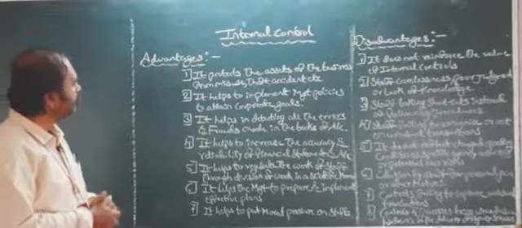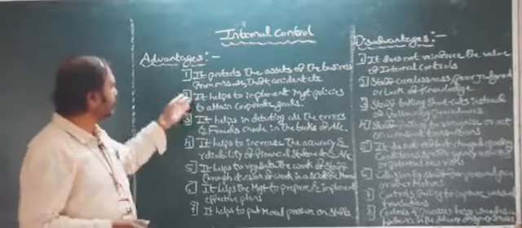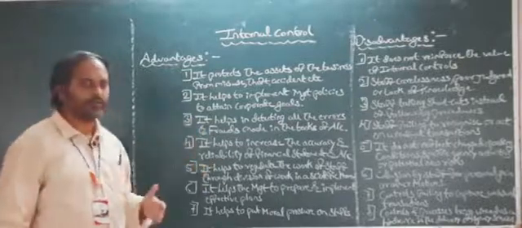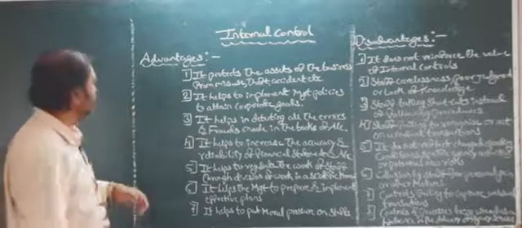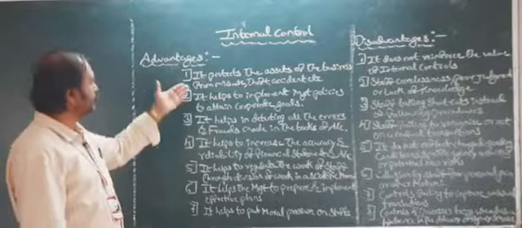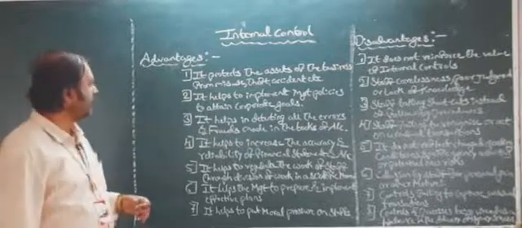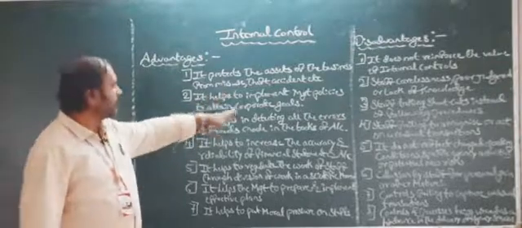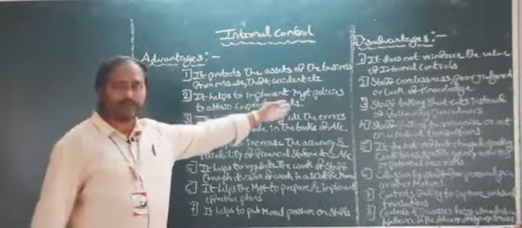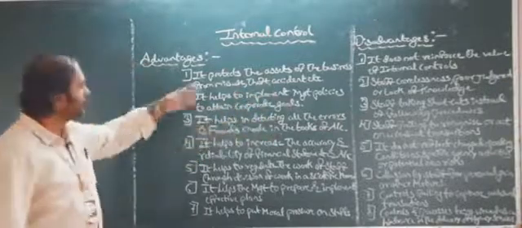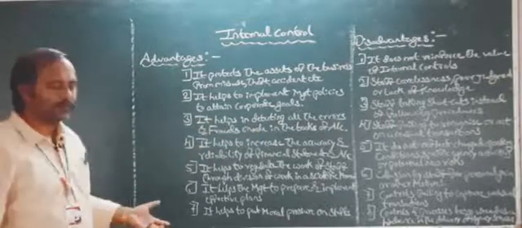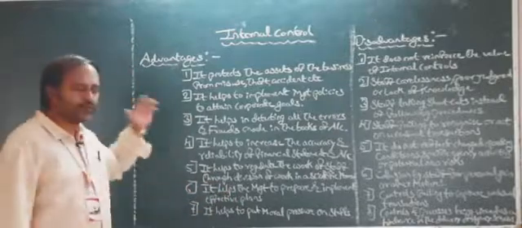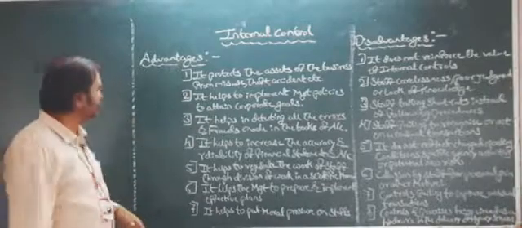First, internal control will protect the assets of the business from misuse, theft and accident. Obviously, if you have a good internal control in your organization, it definitely gives protection to the assets of the business organization. They can be protected from misuse, from any kind of theft as well as any kind of accident. So basically it safeguards the assets of the business. This is the merit which you get in internal control.